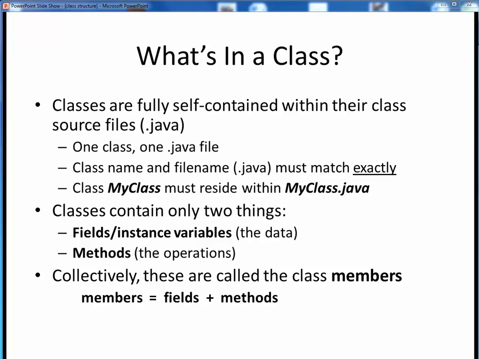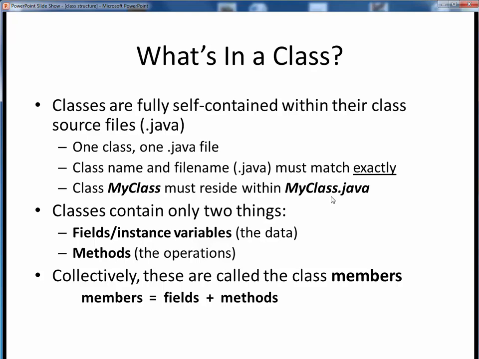The basic rule is one class is contained in one .java file, and the class name and its file name must match exactly. So for example, the class named myClass must be contained within the file myclass.java. This isn't just a good practice, it's required by the language and enforced by the compiler.